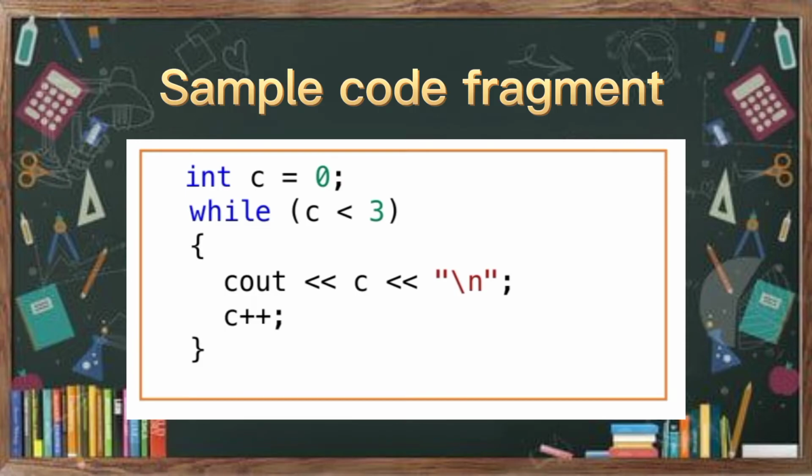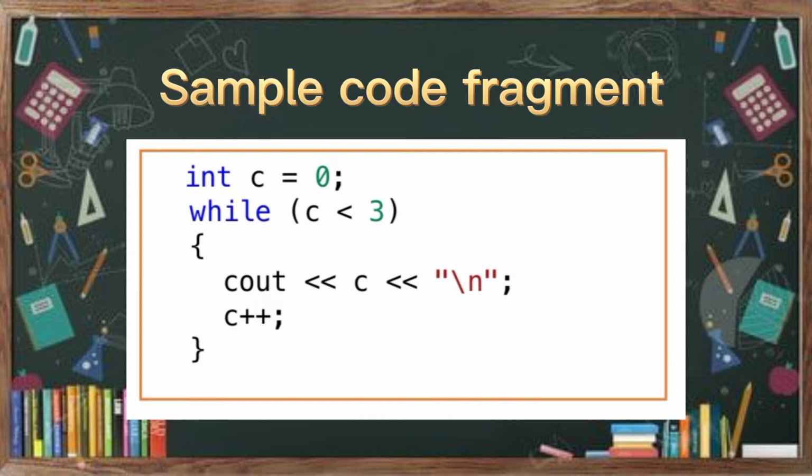Sample code fragment. The initial value of variable c is 0. Since 0 is less than 3, it goes to the statement within the while loop which prints 0. It then increments the value of c where c becomes 1. It goes back to the condition where c is re-evaluated.